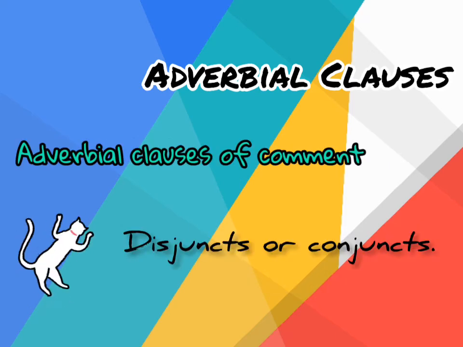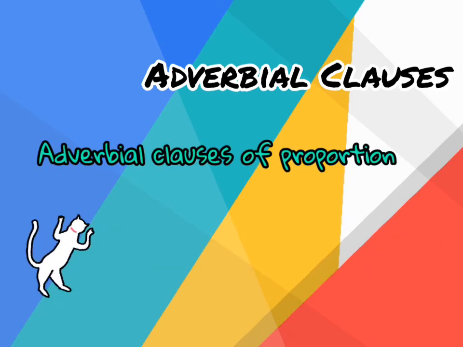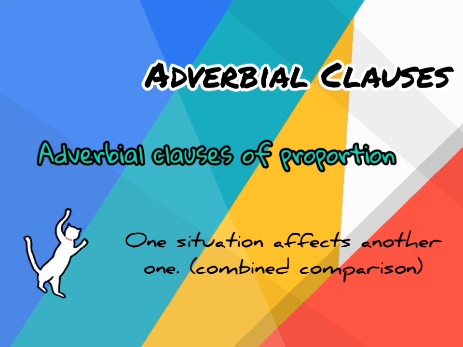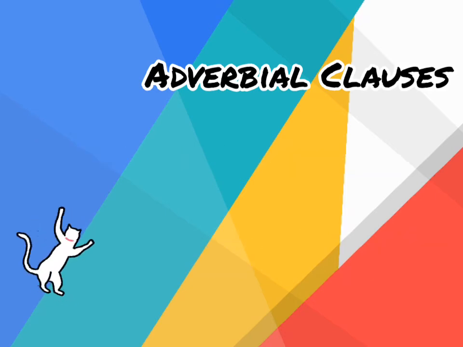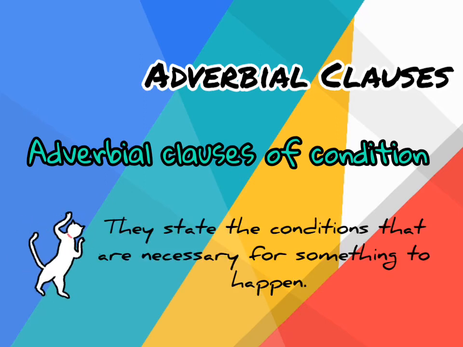Comment, that is to say, adjuncts or disjuncts. Comparison, as the name indicates, to compare. Proportion, which indicate that the more or the less something happens, the more or the less another action will happen. This has already been covered in the Grammar 2 course as combined comparison. And finally, condition. They state the conditions that would be necessary for what is being said in the main clause to happen. In brief, conditional sentences.